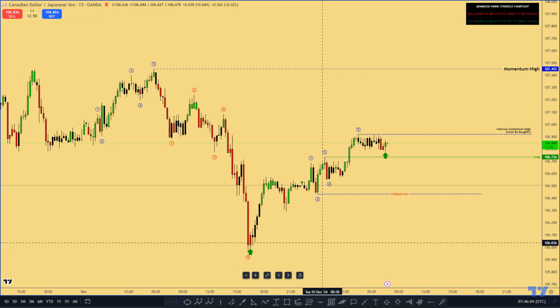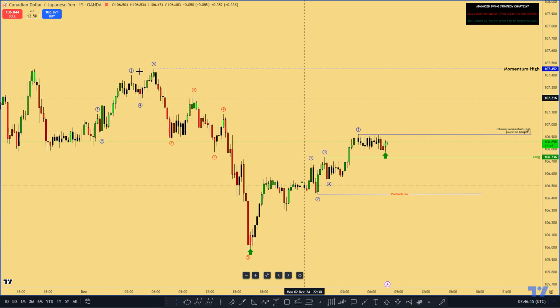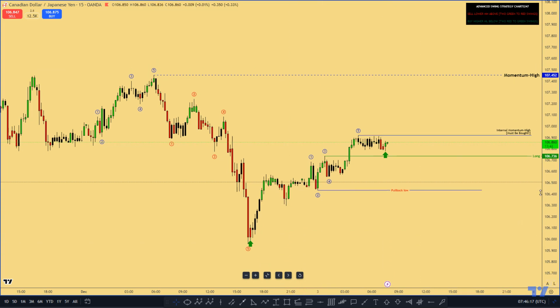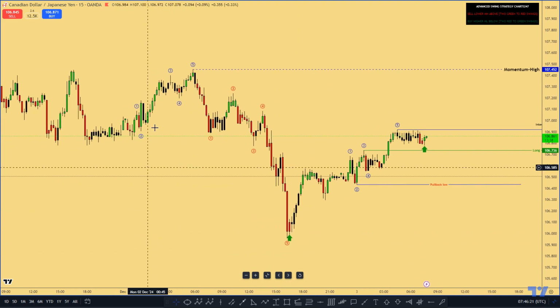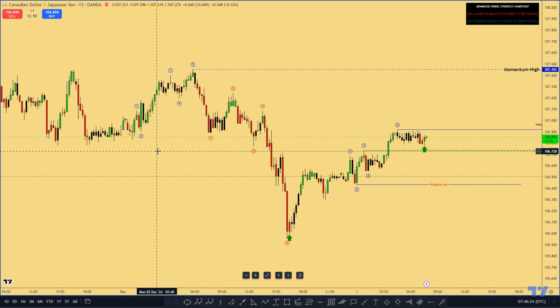So today, the focus is back on the Canadian dollar, Japanese yen 15 minutes chart. Yesterday we had a bullish setup basically. I'm going to explain this quickly because I was trading this actively yesterday.